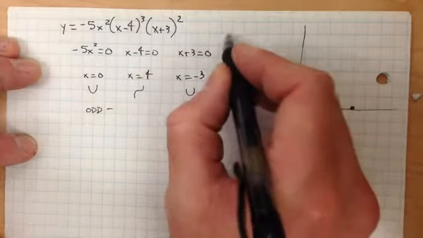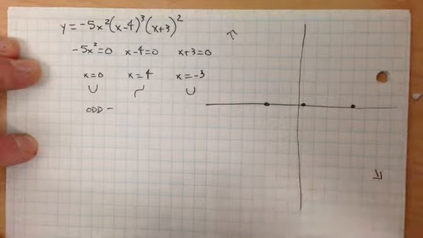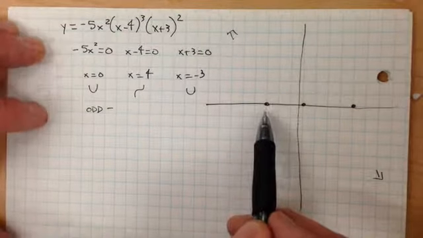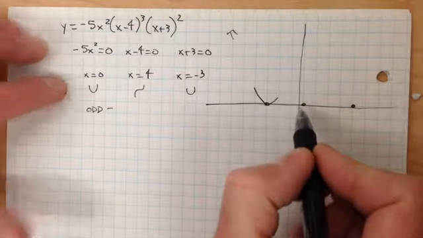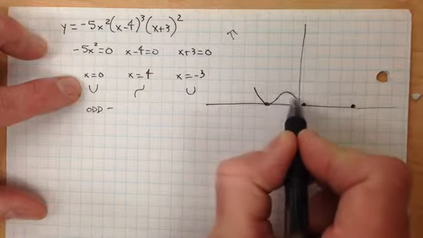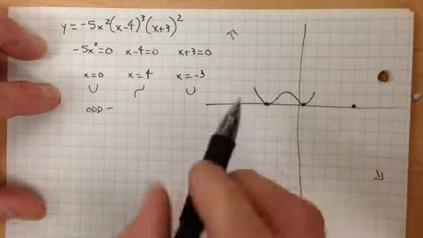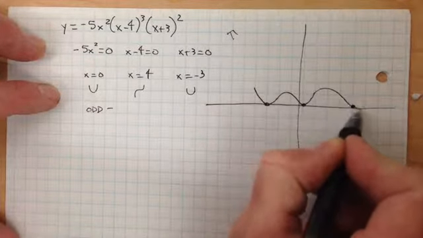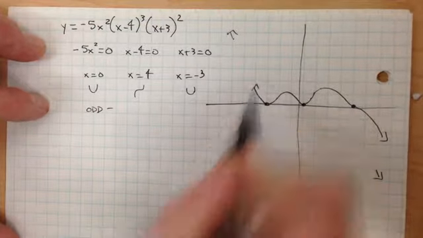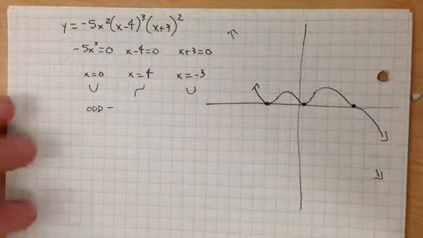So my left side will be up, my right side will be down. Coming through hitting at negative 3, I will bounce and act like a parabola. Hitting at 0, I will also bounce and act like a secondary parabola. And then coming through at 4, I will have inflection cubic behavior. And we shoot on out there. All right, we're going to do one more for you.